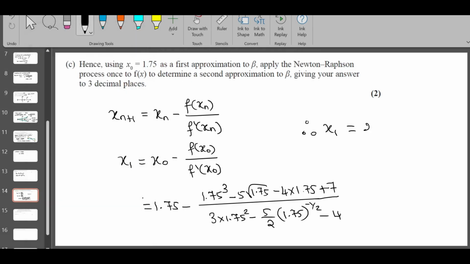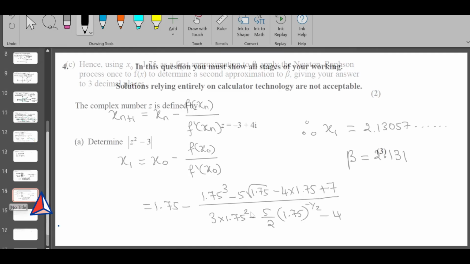2.13057 dot dot dot. So it's basically beta. So beta is equal to, they want the answer to 3 decimal place, 2.131. That's the answer. Question number 4.